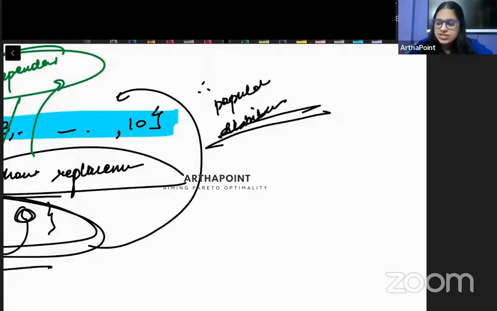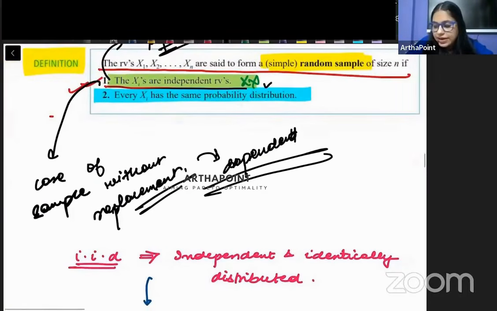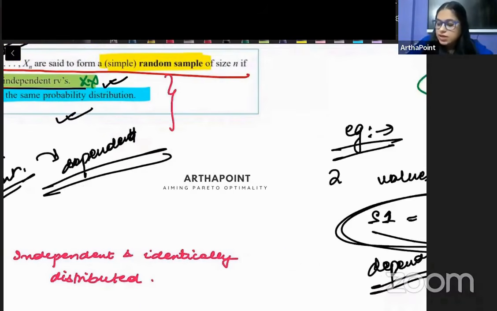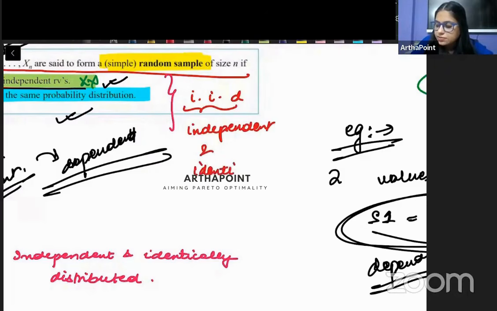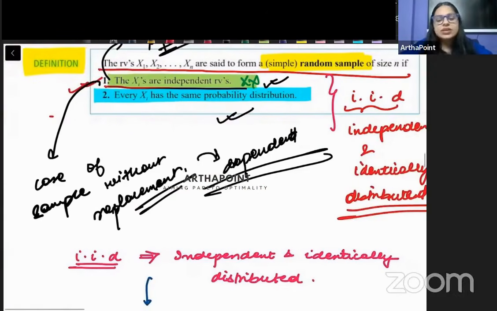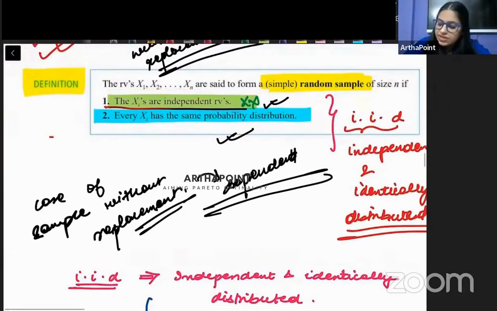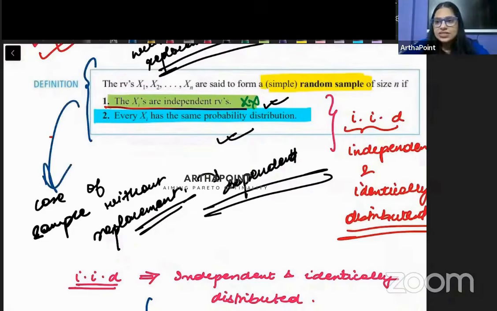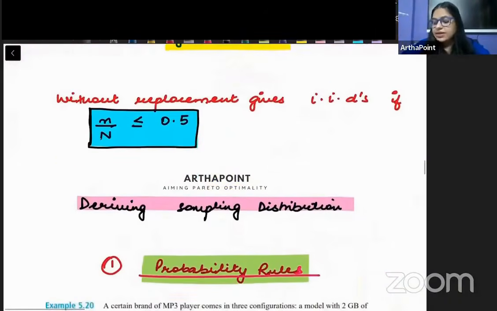Now, if these two things are satisfied, that you have independent random variables and they have the same distribution, then such random variables, beta, are known as IID. That means they are called independent and identically distributed. Independent and identically distributed. So if these two properties are satisfied, then we can go ahead and say that it is independent and identically distributed.